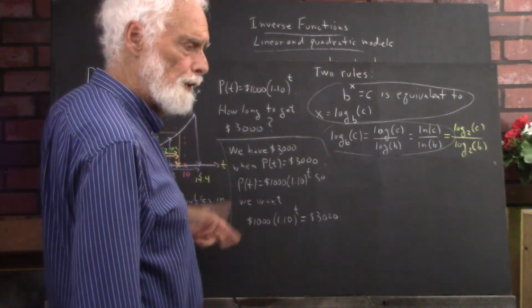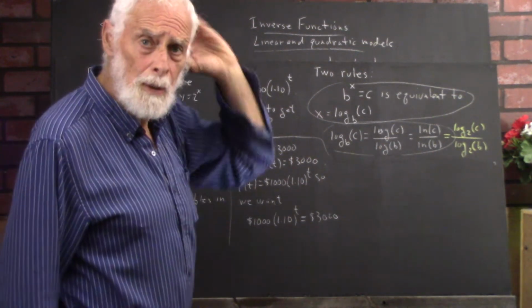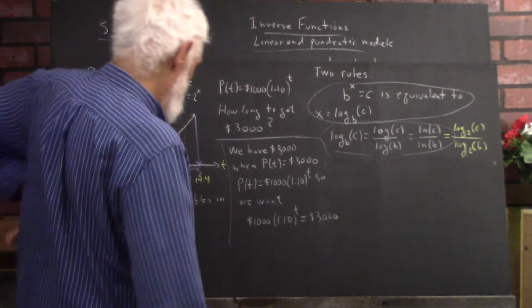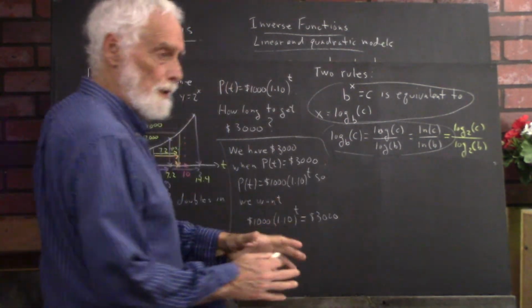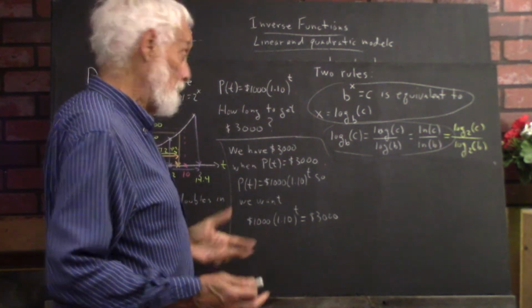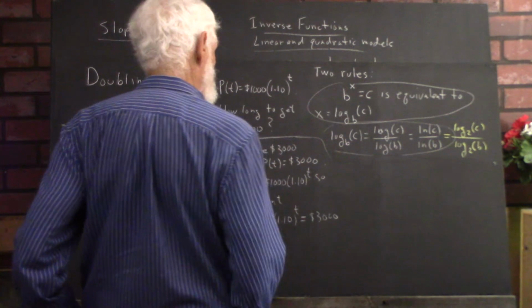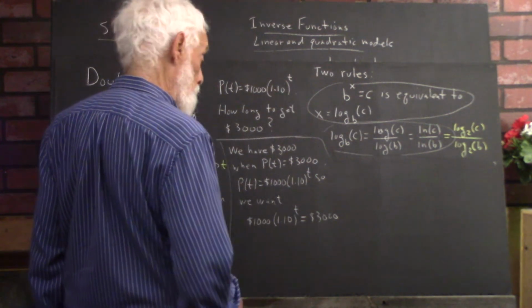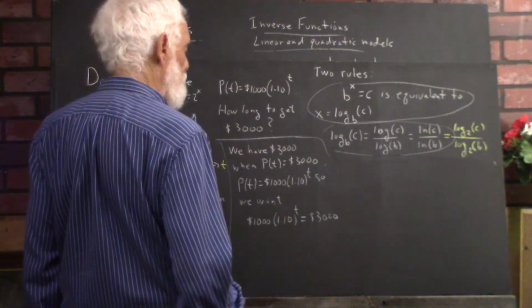I want you to go through this logic. I want you to remind yourself of the logic and not just do this by habit and imitation. It'll stick with you better. You'll be more reliable when you take the final. Okay, so $1,000 times 1.10 to the t equals $3,000. How do we solve this?